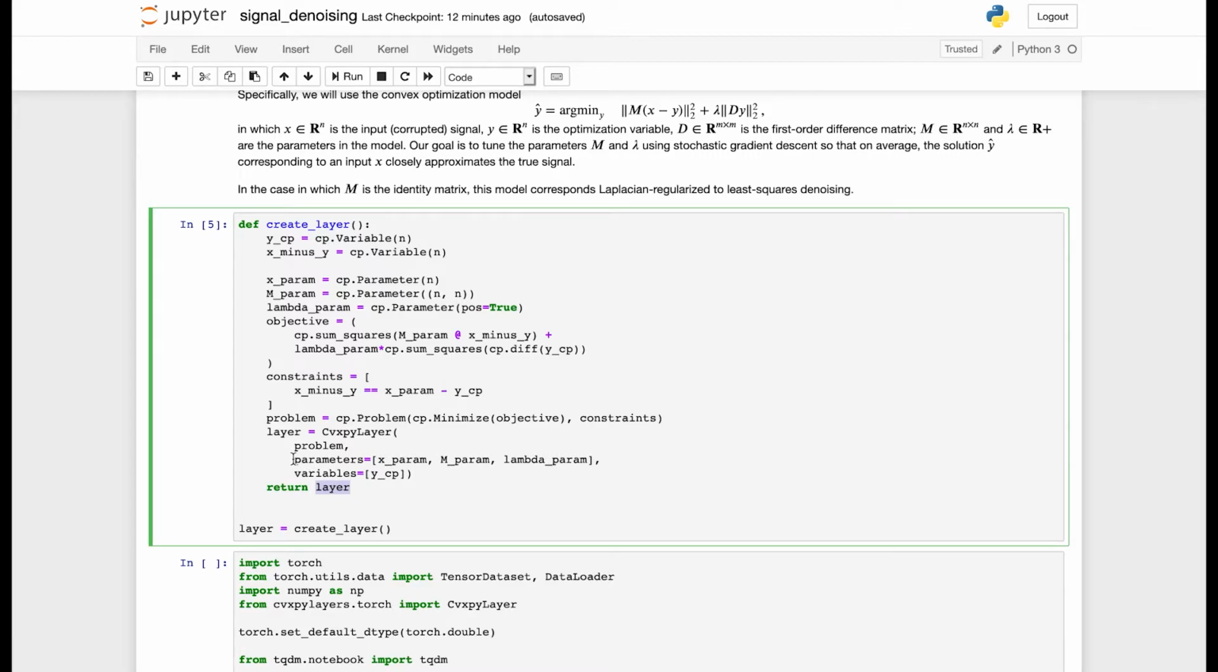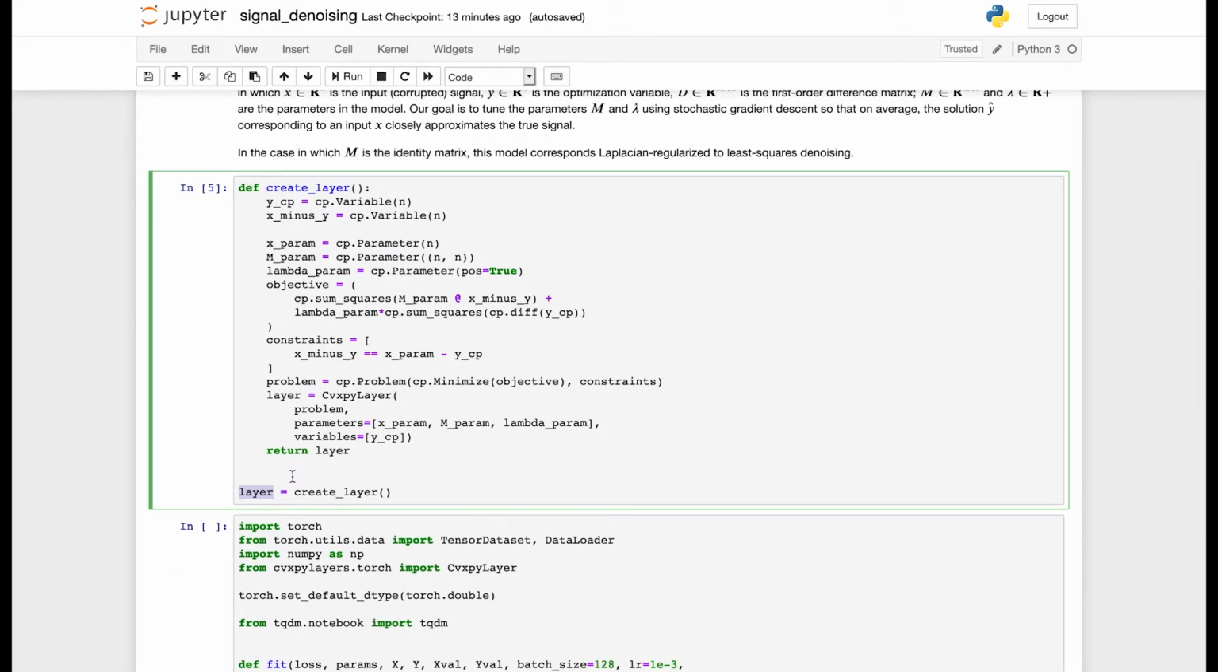One way to think about this construction is that it's basically defining a function, which is the convex optimization model, or the CVXPY layer. The parameters correspond to the input signature of the function, and the variables correspond to the return values of the function. We'll see later that this layer is actually a callable Python object, which, given values for the parameters, returns a solution. And of course, it's going to be differentiable with PyTorch.